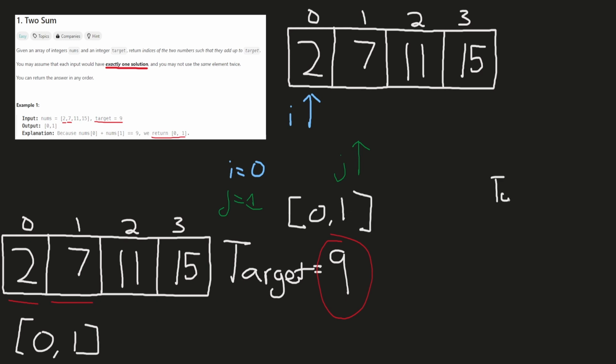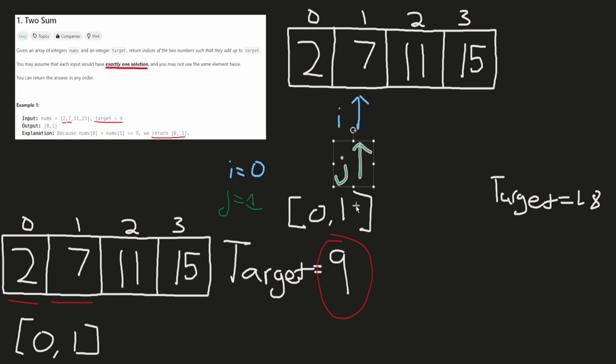Our target is 18. Here is 18. So we start from the beginning. So we iterate once. Boom, 2 plus 7 is 9. Nope. 2 plus 11, 13. Nope. 2 plus 15 is 17. Nope. Alright, reset. On to the next.